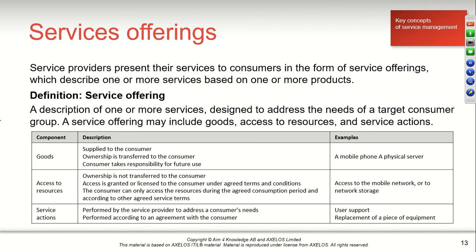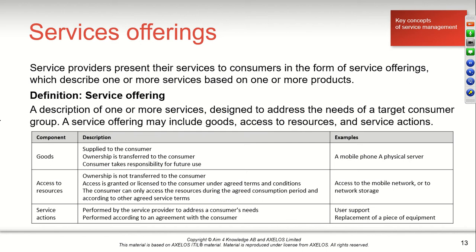Then we said a service offering can be in the form of goods which are supplied, like a laptop, a physical server, or a mobile phone. We said a service offering can also be in the form of access to resources. In the case of goods, the ownership is transferred to the consumer. In the case of access to resources, ownership is not transferred to the customer. I gave the example of access to a mobile network. If you buy a Vodacom SIM card, you have access to the Vodacom network for voice calls. You can also use it for data if you subscribe to data.